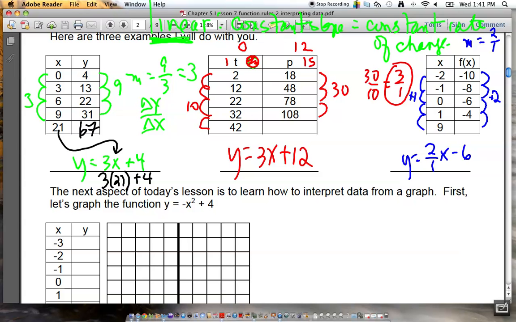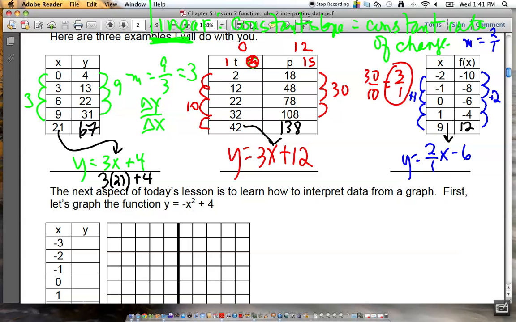Let's go here. Plug into 42. What's 3 times 42? 126. Plus 12. 138. Over here, let's plug in a 9. What's 2 times 9? 18. Take away 6. 12. Excellent. Very good. Okay.